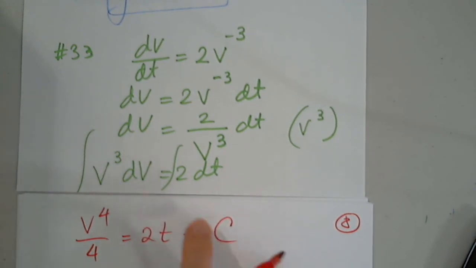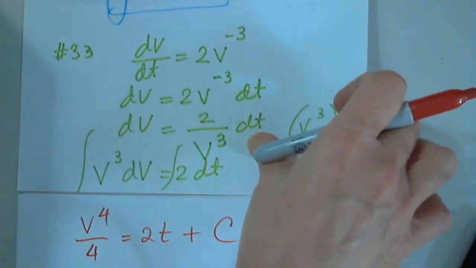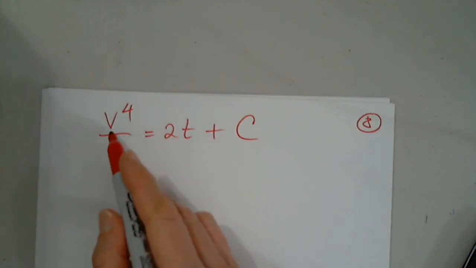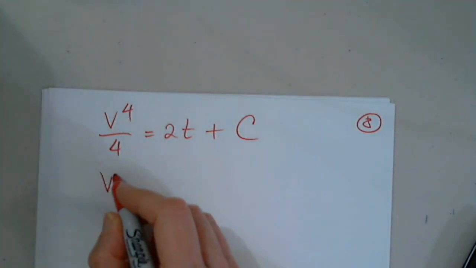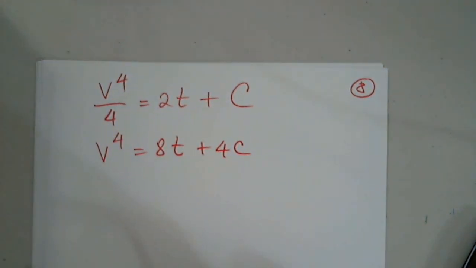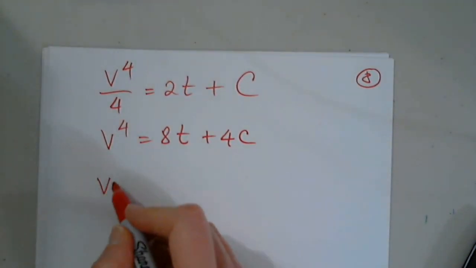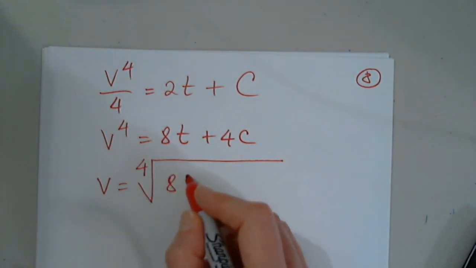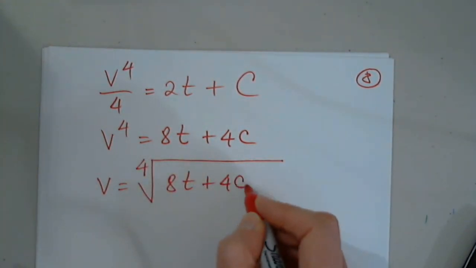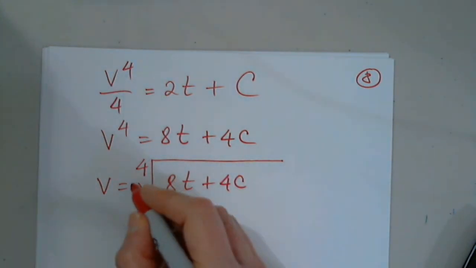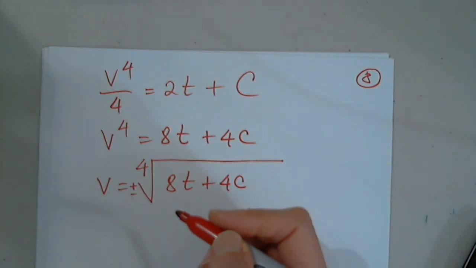Very good. Don't forget the constant. Yes, because it's an indefinite integral. Good, awesome. So therefore, I multiply both sides by 4. v to the 4th equals 8t plus 4c. So then v will be basically the 4th root of 8t plus 4c. And yes, it has to have plus or minus in front.